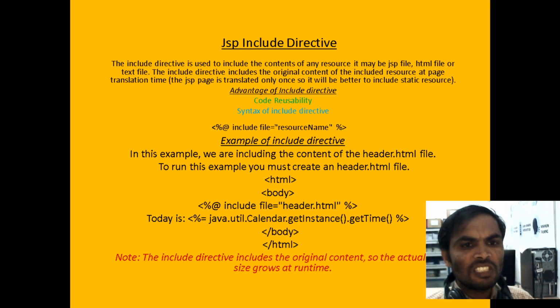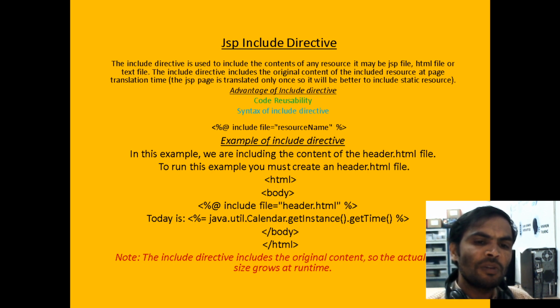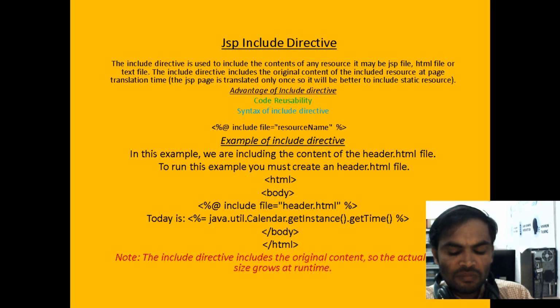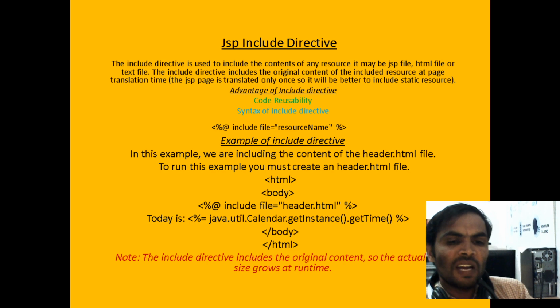The major advantage of the JSP include is code reusability. Similar to the page directive, we use the opening angular brace, percent, at the rate, include. Then we have the file attribute, where we can give any resource file name. Please note, the include directive includes the original content so that the actual page size grows at the runtime. Means at the time we include the files under the include directive, the size will be increased at the runtime.